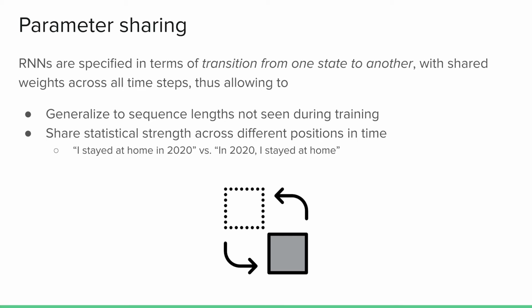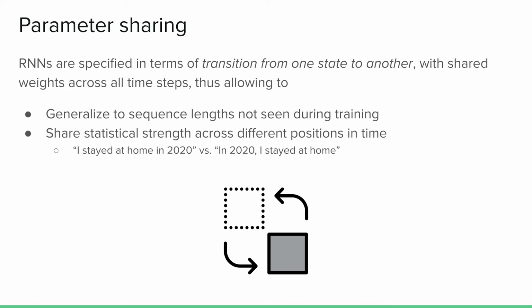RNNs are specified in terms of transitions from one state to another with shared weights across all time steps. So we use the same matrix and we repeat the same matrix multiplication, or the same operation, multiple times for each input sample. By doing this, we allow the RNN to generalize to sequence lengths that it hasn't seen during training, because it doesn't matter. It will use the same values regardless if you feed it with 1 input or with 10 inputs. And it shares statistical strength across different positions.